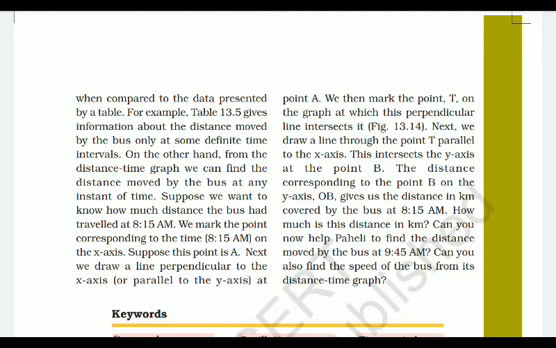We mark the point corresponding to the time 8:15 on the x-axis. Suppose this point is A. Next, we draw a line perpendicular to the x-axis at point A. We may then mark the point T on the graph at which this perpendicular line intersects. Next, draw a line through the point T parallel to the x-axis, and this intersects the y-axis at point B. The distance corresponding to point B on the y-axis, OB, gives us the distance covered by the bus at 8:15 a.m.